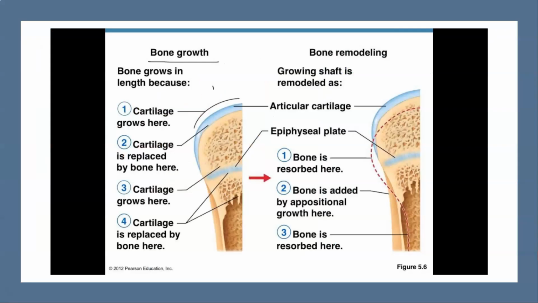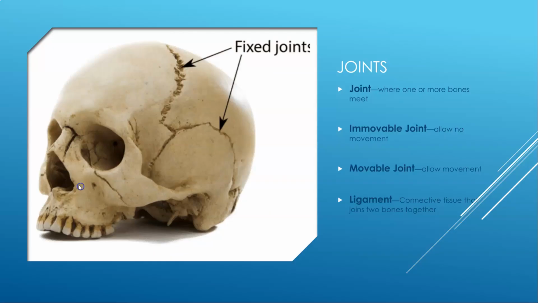Bone growth. So you have a more magnified picture of bone growth. You have the cartilage, you have the replacement here, and then you have bone. Just kind of a neat picture.